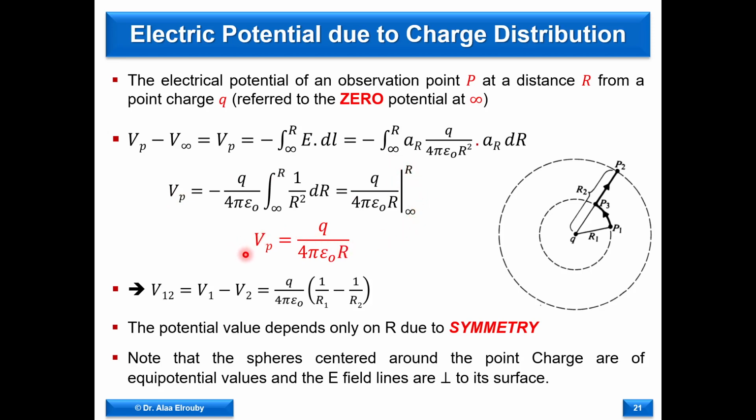We find that the absolute potential at a point P, because of a point charge Q at the origin, equals Q over 4 pi epsilon naught R. R is the distance between the point charge and the observation point. So if we want to find the potential difference between any two points, 1 and 2, V12 is V1 minus V2, and it will have this expression.